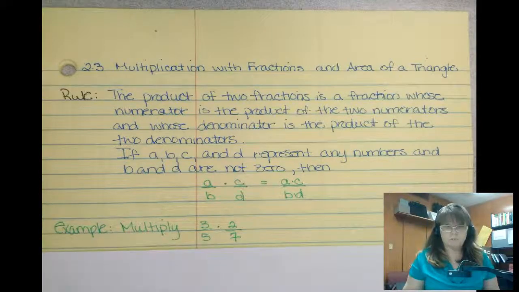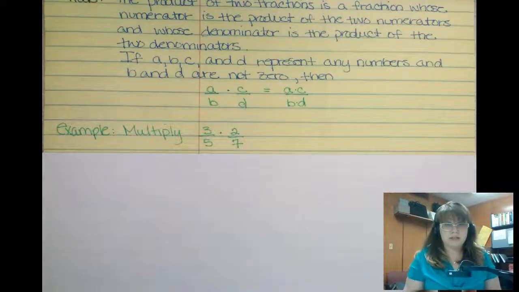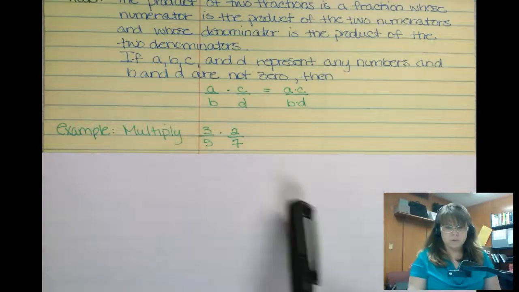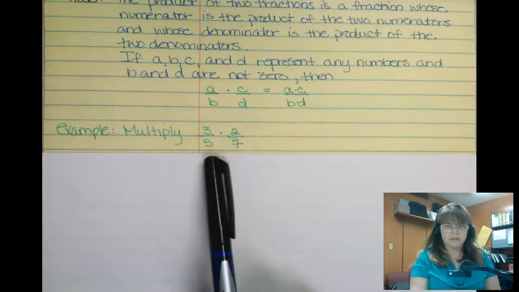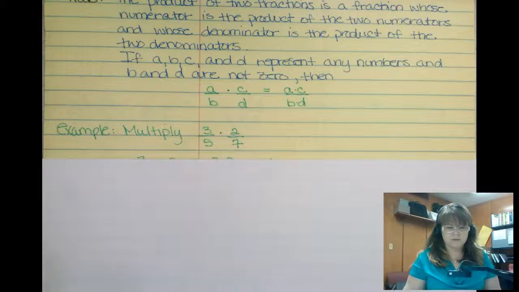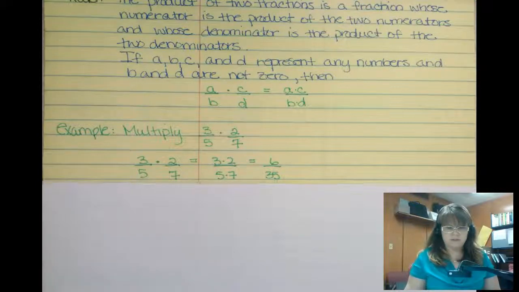So let's try a problem. 3/5 times 2/7. So the rule is we're going to multiply the numerators and we're going to multiply the denominators. So 3 times 2 is 6 and 5 times 7 is 35.